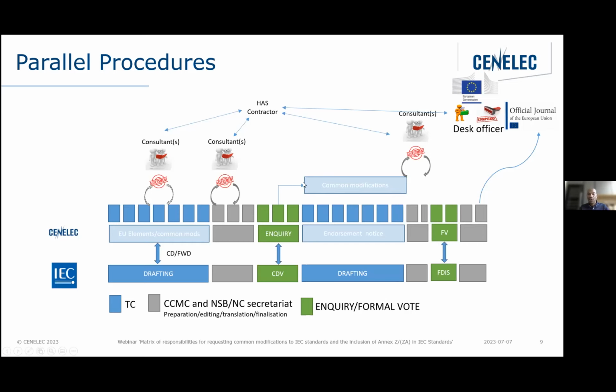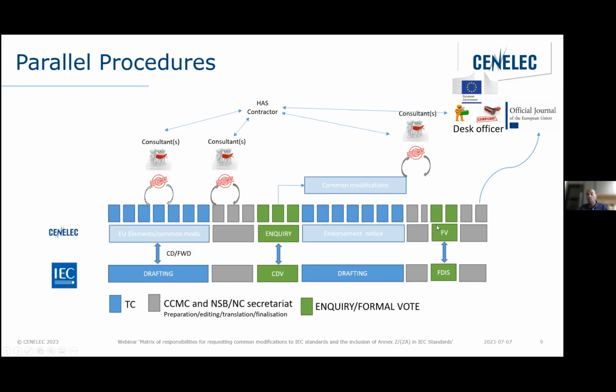The TC can request to have common modifications at any stage. The best would be to have them requested at the beginning of the process, for example, following a first working draft, because then the common modification project could be run fully in parallel with the EN-IEC. Just as a reminder, the common modifications are European amendments to address specific European needs. So the TC can decide later, or can have the need to create common modifications later.